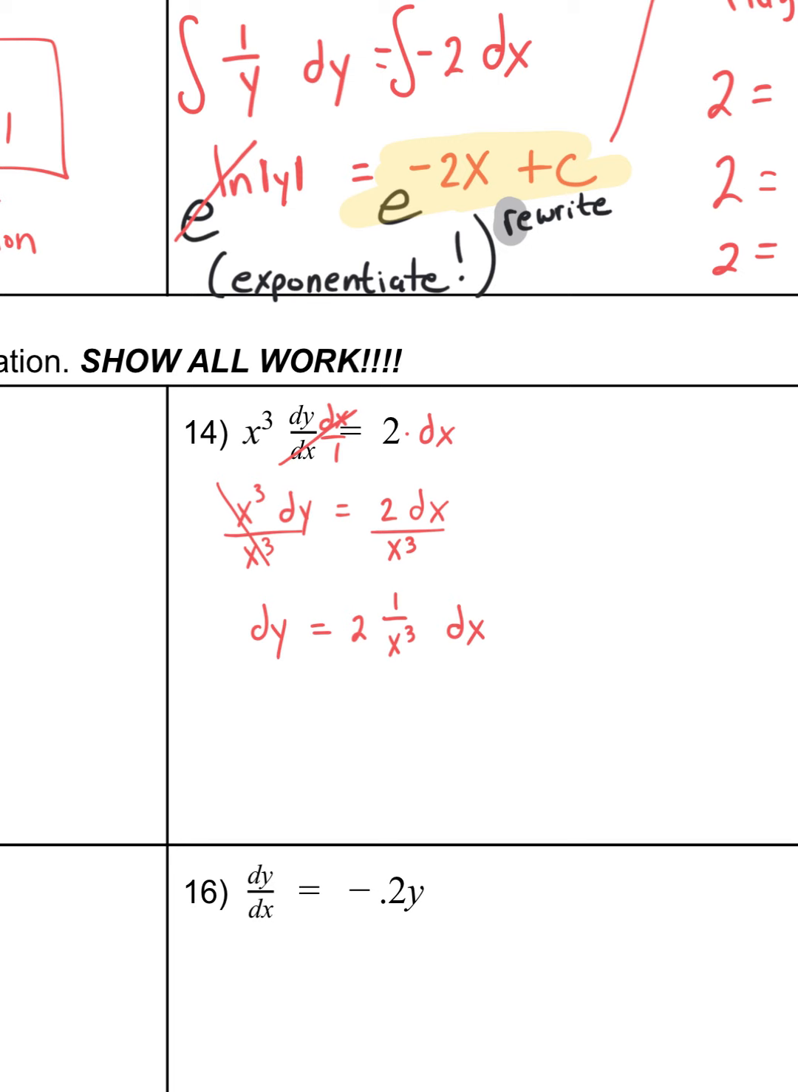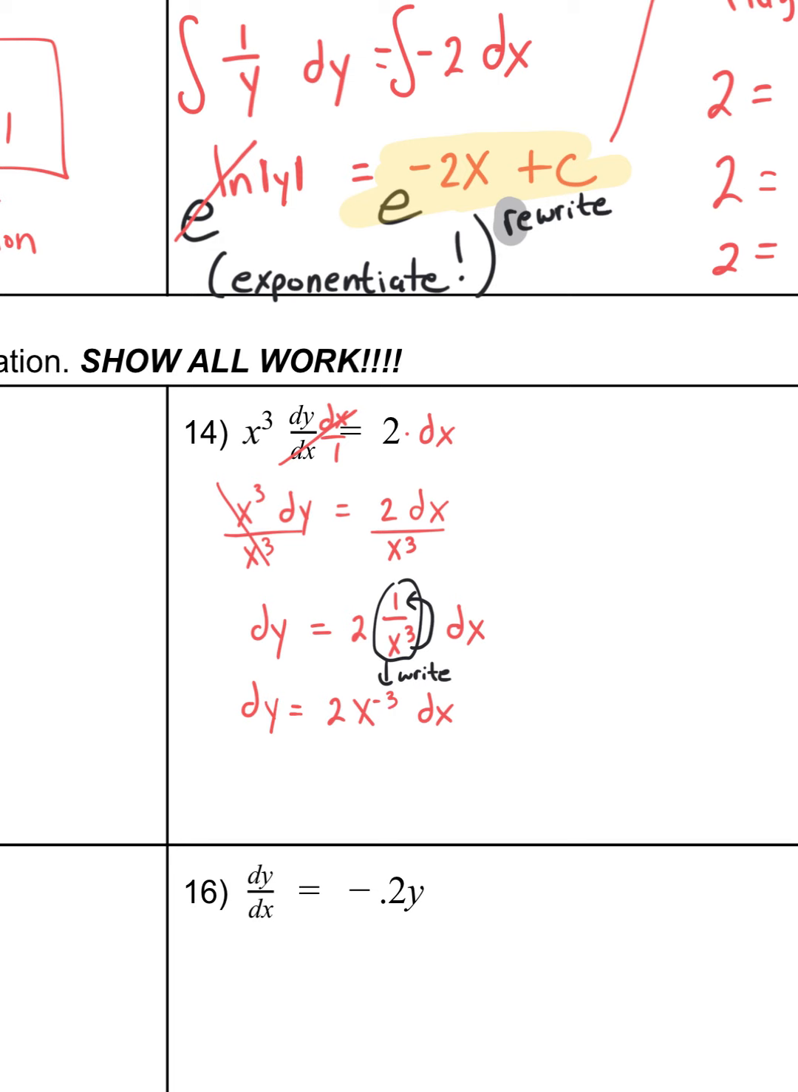So I'm going to leave the left-hand side alone. I'm going to leave the 2 alone, but I'm going to rewrite this. I'm going to move the x to the third up to the numerator, so the 3 becomes negative. So that's going to give me 2x to the negative third dx. The reason I do that is because then I know how to take the antiderivative over here. I've got it down to a power rule.